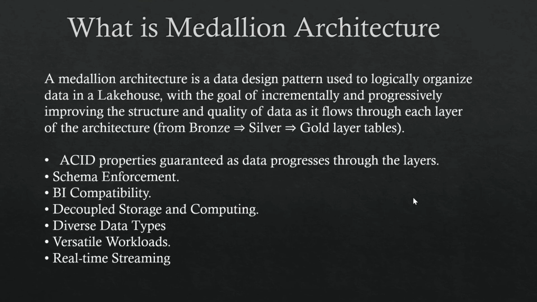So Medallion architecture has basically three layers. One is the bronze, second is the silver, and the third is the gold. I'll explain what exactly these bronze, silver, and gold layers refer to. But why Medallion architecture? Medallion architecture provides ACID properties. If you know about legacy systems, you would know what an ACID transaction is, right? So that is true for the Medallion architecture.